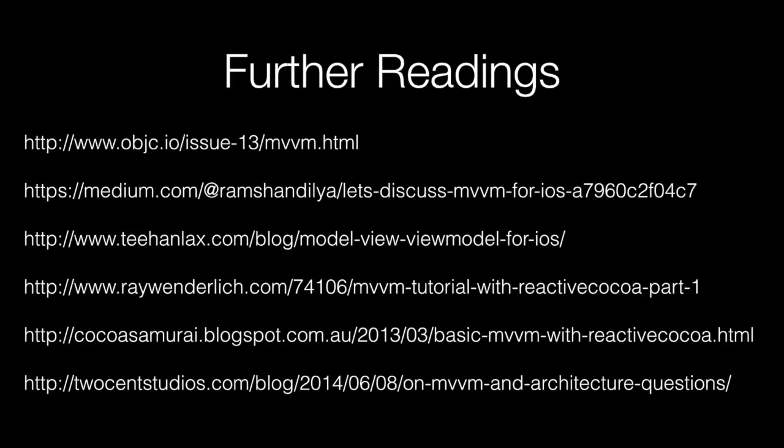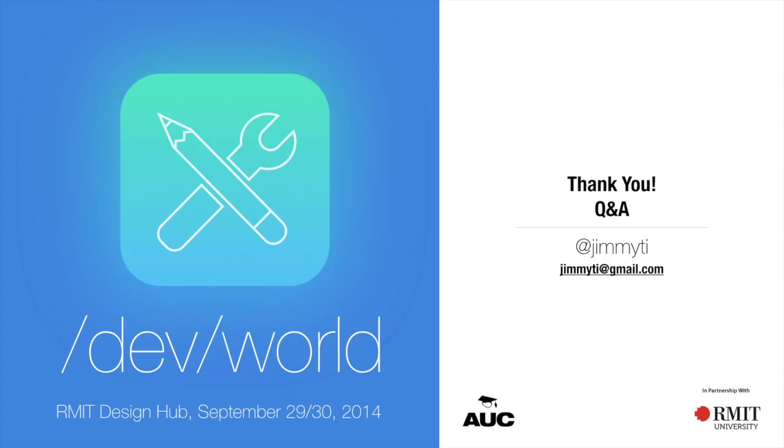So I've included some further readings, and these are some useful blog posts or websites that talk about MVVM. In particular, the first link is a newsletter called objc.io. It's an Objective-C related newsletter. It is very useful. It usually talks about the common issues or the new advancements in programming in Objective-C and Swift recently. So it might be worthwhile to check it out. And that's it. Thank you.